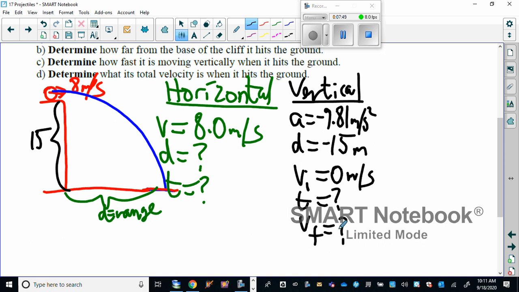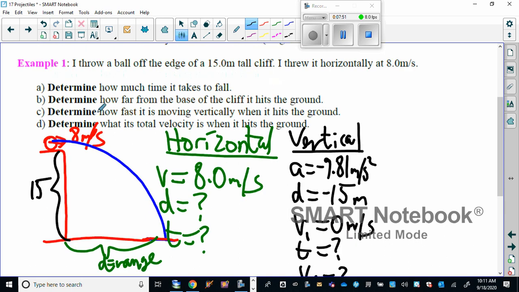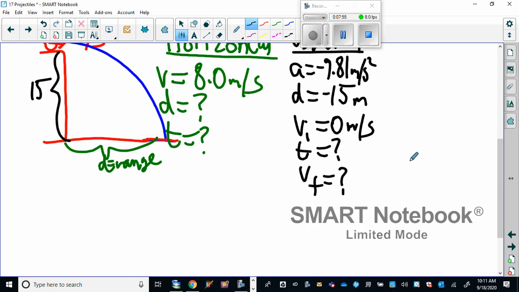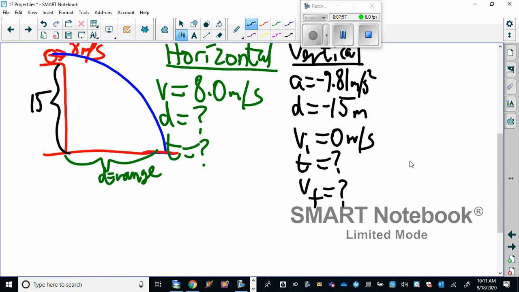And now we can look at the first question. Determine how much time it takes to fall. Well, you can see, because we've listed all our variables, that time is common to both the horizontal and vertical components for very obvious reasons. If I throw a ball, it's clearly in the air horizontally for exactly the same time as it's in the air vertically. So which components are we going to use?